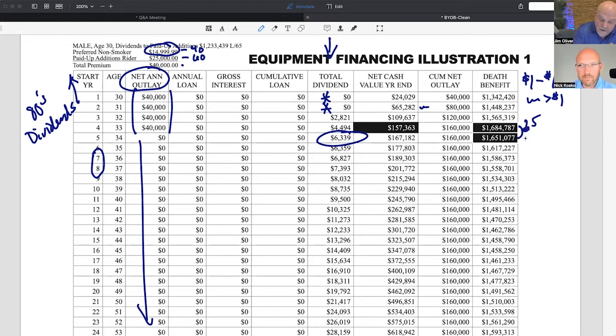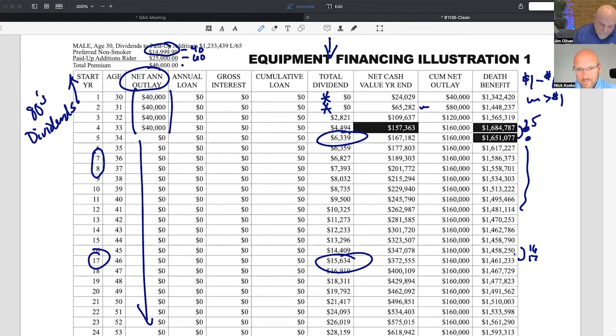So his death benefit goes from 1.684 here to 1.651. And it continues to do that until year 17. And it starts to go back up between year 16 and 17. Why? The dividend is over the base premium. But notice how it only goes up a little bit, right? So I put in $200 and it goes up $3,000. So that's what I mean by a little bit more than $1.